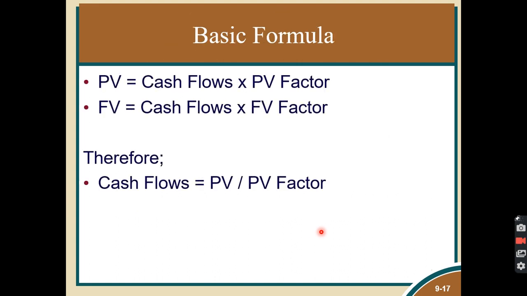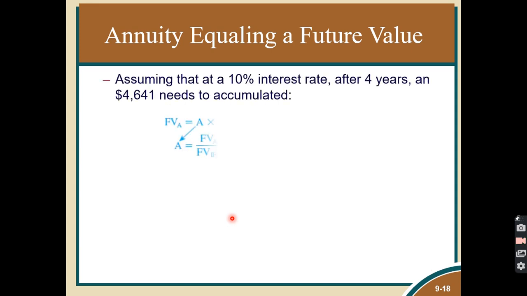So the basic formula that we already have is the present value of a certain amount is equal to the cash flows that you're going to have multiplied by the present value factor. And if you're going to look for the future value, you're going to get the cash flows that you're going to be spending multiplied by the future value factor, and you're going to get the future value. So if you're going to derive the formula, and you want to determine how much cash flow you're supposed to shell out in order to achieve a certain amount in the future or in the present, then your cash flow is going to be computed by getting the present value divided by the present value factor, or the future value divided by the future value factor. So let's try to have this particular example.